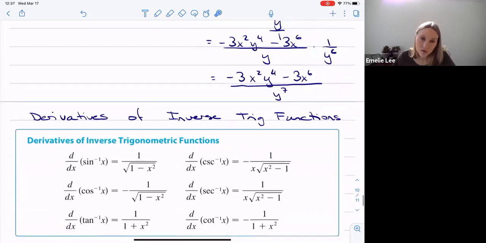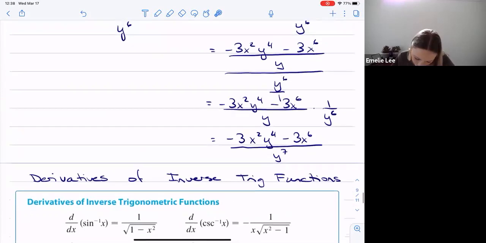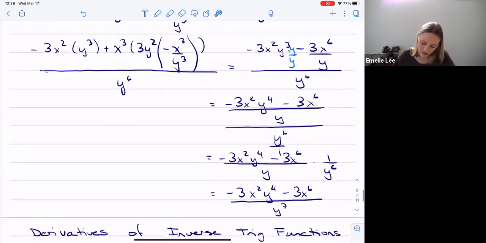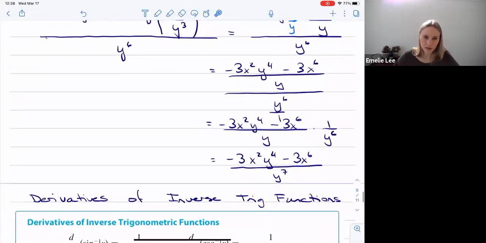Yeah, it should be y to the... did I do that right? Oh yeah, it's because I multiplied by a y to get that common denominator. So it was y to the 3, and then I multiplied to get that one, to get all over y.